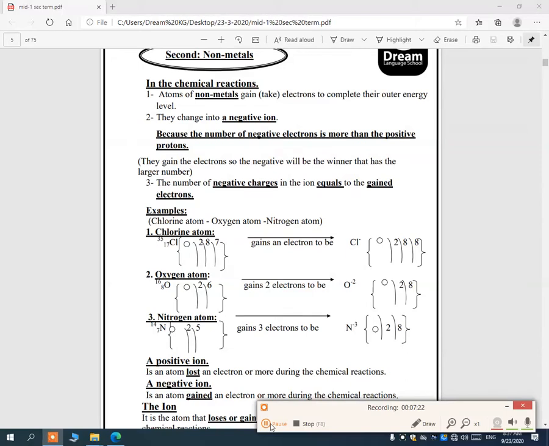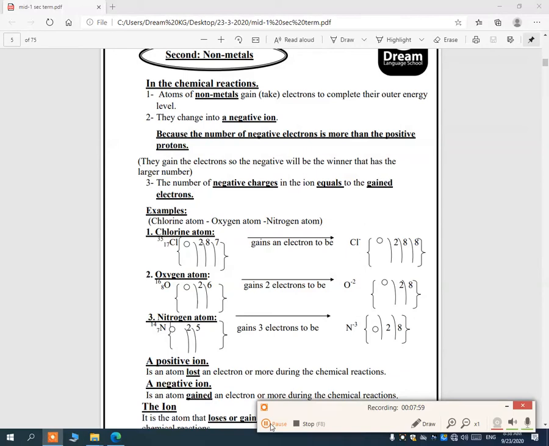Now I need to know the number of charges carried by the negative ion. For example, when a chlorine atom gains 1 electron, it only gains 1, so it will carry only 1 negative charge. So the number of negative charges in the negative ion will be equal to the gained electrons. We have some examples to apply this idea: a chlorine atom, an oxygen atom, and a nitrogen atom. Let's begin with the chlorine atom.